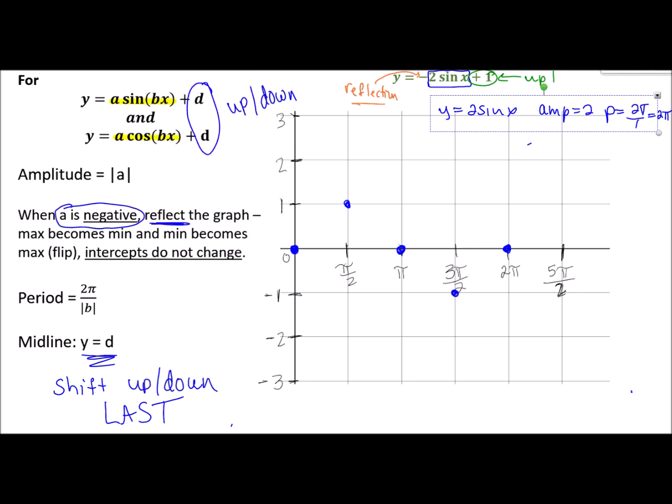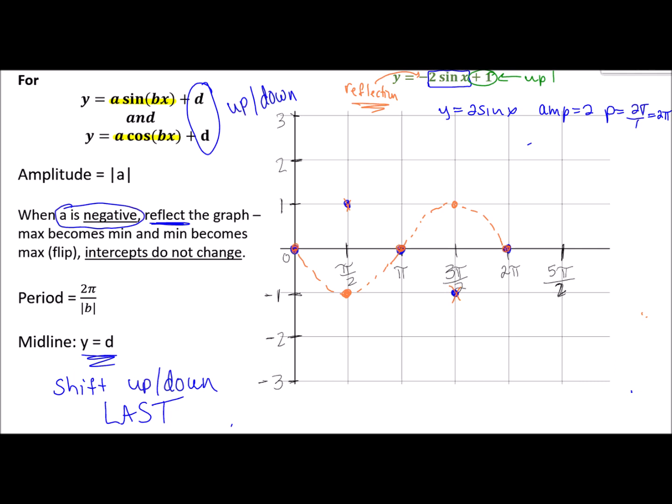So, reflection. It's in orange now. The intercepts do not change. This maximum up here is going to become a minimum, and this minimum becomes a maximum. So now I'm at this point right here. This is after my reflection.